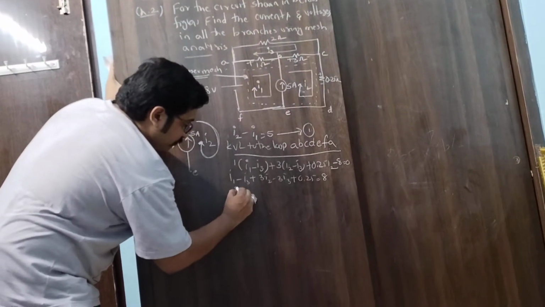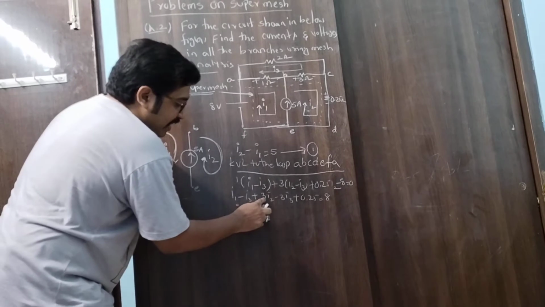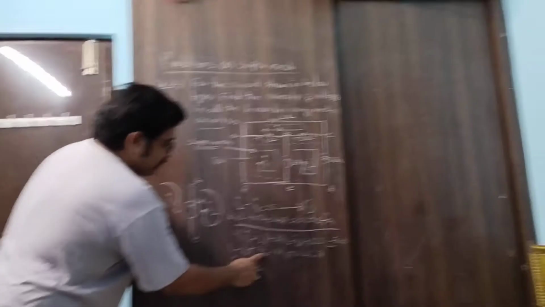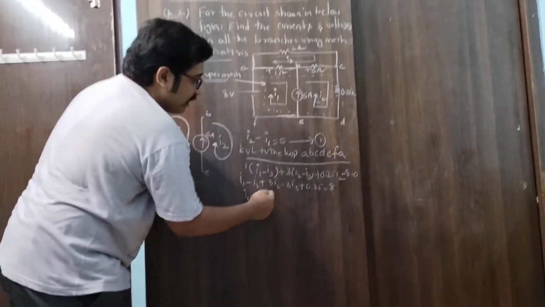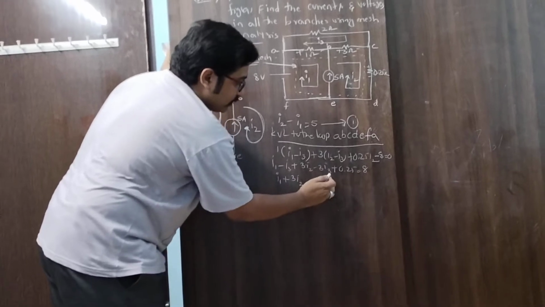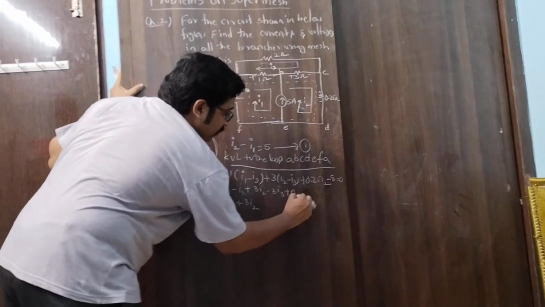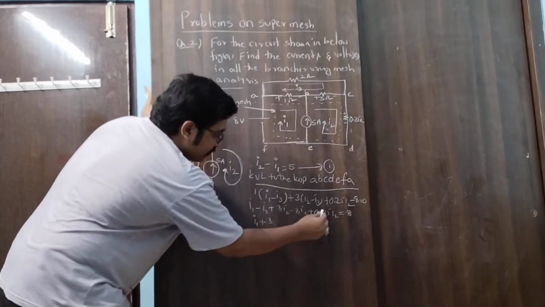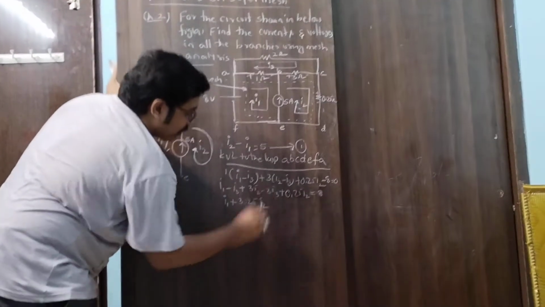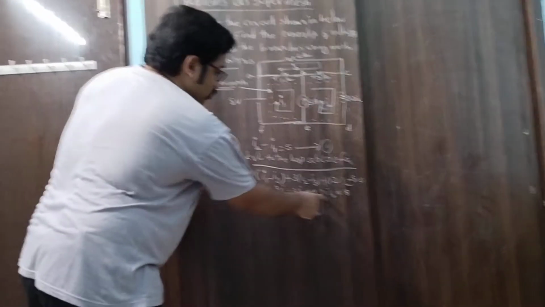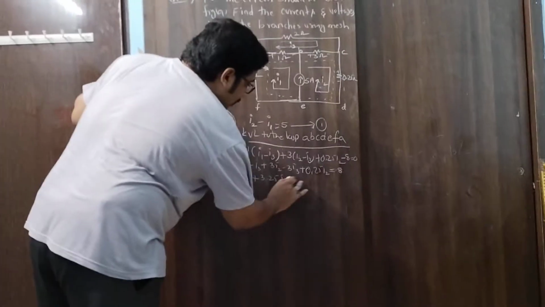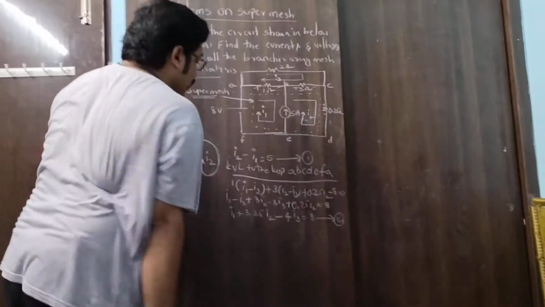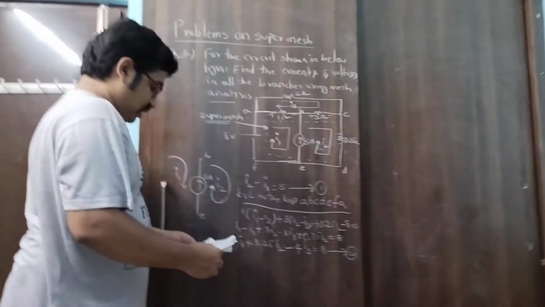So the I1 term, and next the I2 term: 3I2 plus 0.25 I2 gives 3.25 I2. Next, minus I3 minus 3I3 will be minus 4I3, equal to 8. So this is your equation number 2.